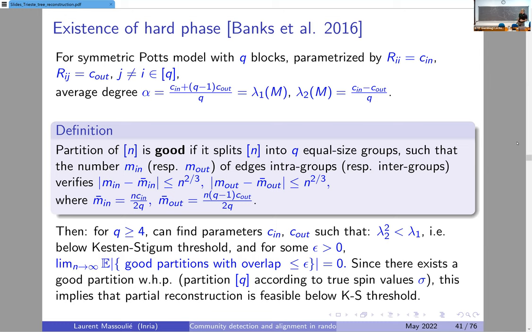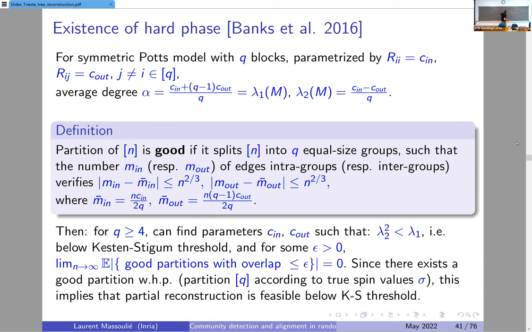So the best argument that I know of is in a paper by Banks et al. in 2016. So it applies to the Q-blocks case. So we have two parameters in that case. We have the symmetric Q-blocks case. In the mean progeny matrix, we have the parameter on the diagonal that is one constant, and we have a second parameter that is the parameter off the diagonal. So these are the two parameters we need to specify the model.